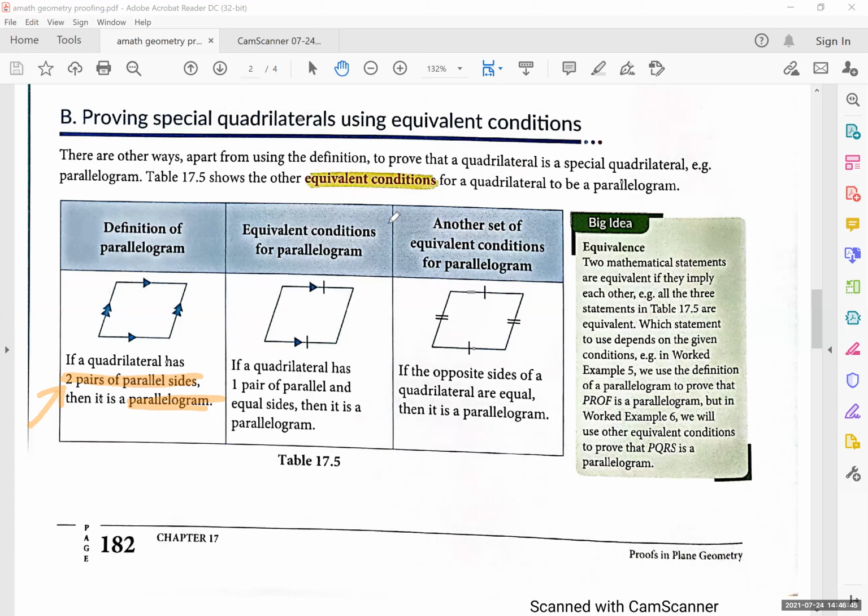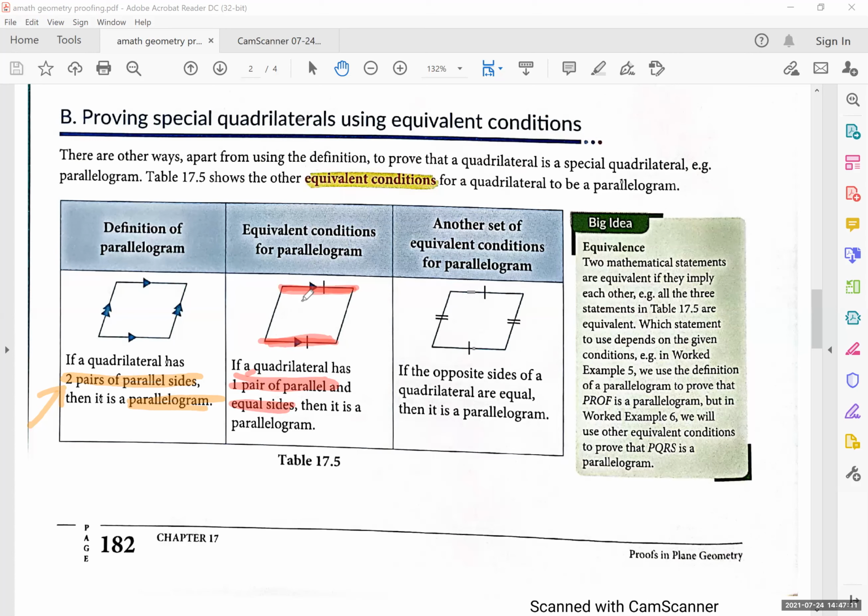So for the equivalent conditions of a parallelogram, besides the two pairs of parallel lines, you can prove that there is one pair of parallel lines. Then you can also prove that there are equal sides. Meaning, if this is parallel to this, and the length of this is the same as this, then you know it's a parallelogram.